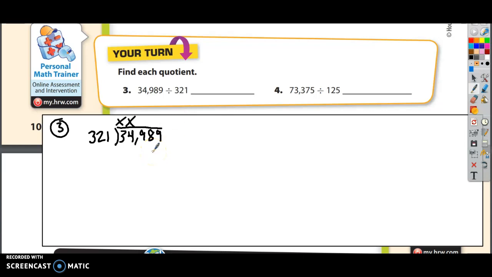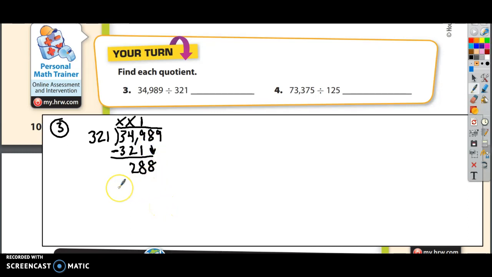321 does go into 349, but only once. 1 times 321 is 321. Now you subtract. 9 minus 1 is 8. 4 minus 2 is 2. And 3 minus 3 is 0. Bring down this 8 here. Now this is really important. This is where a lot of kids mess up.